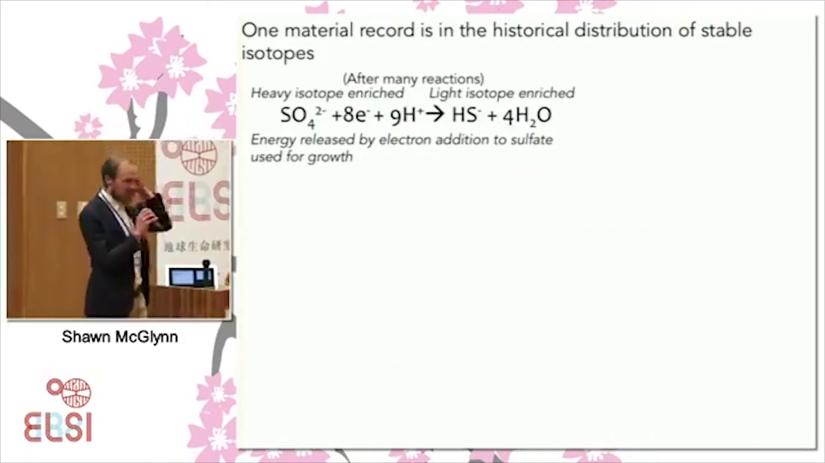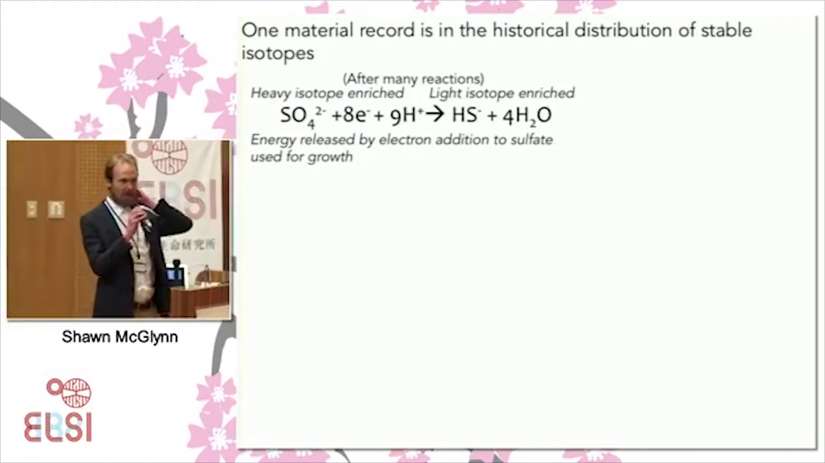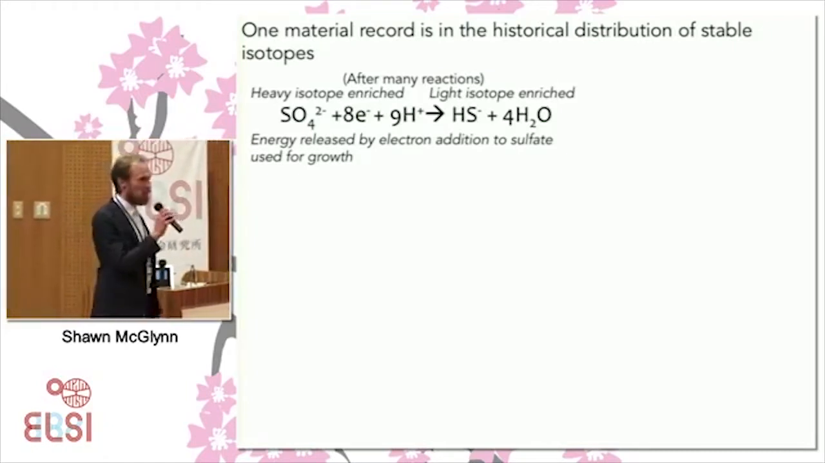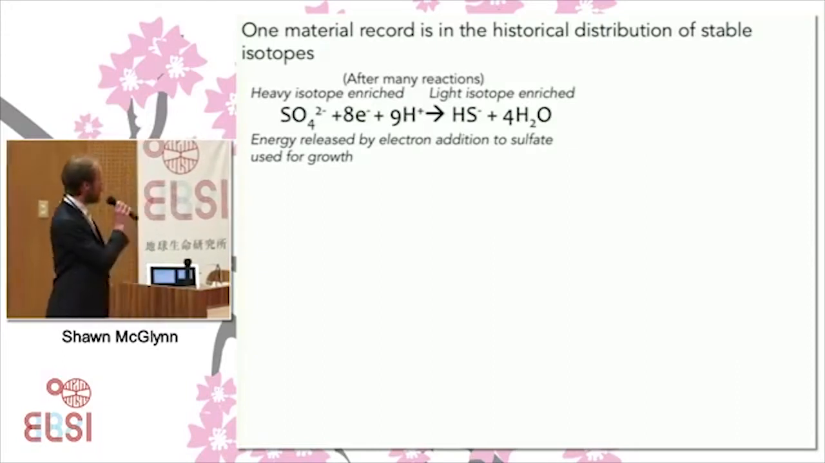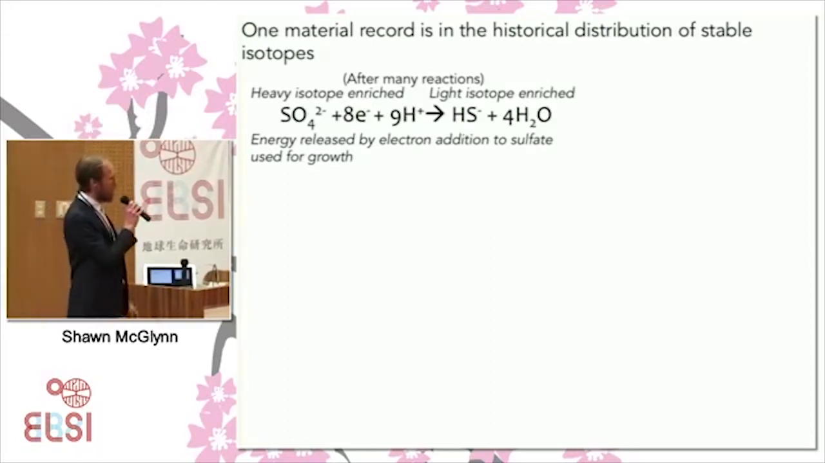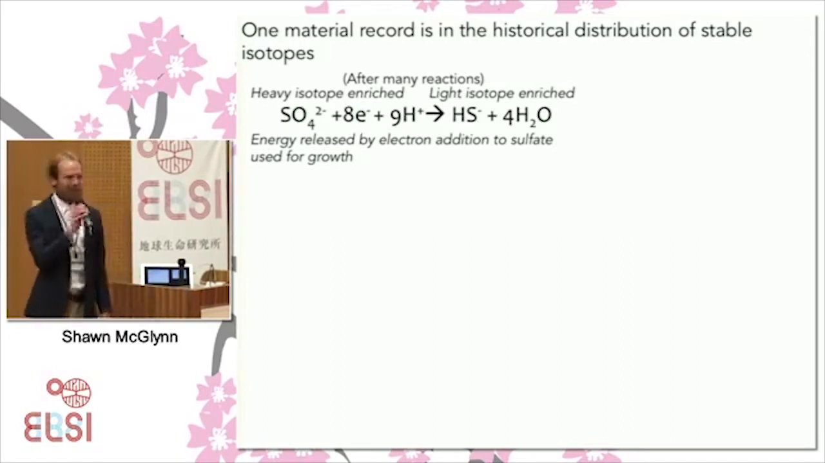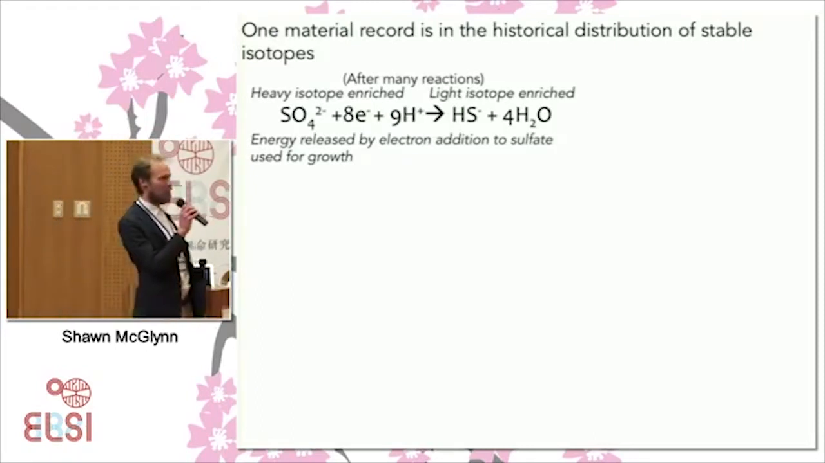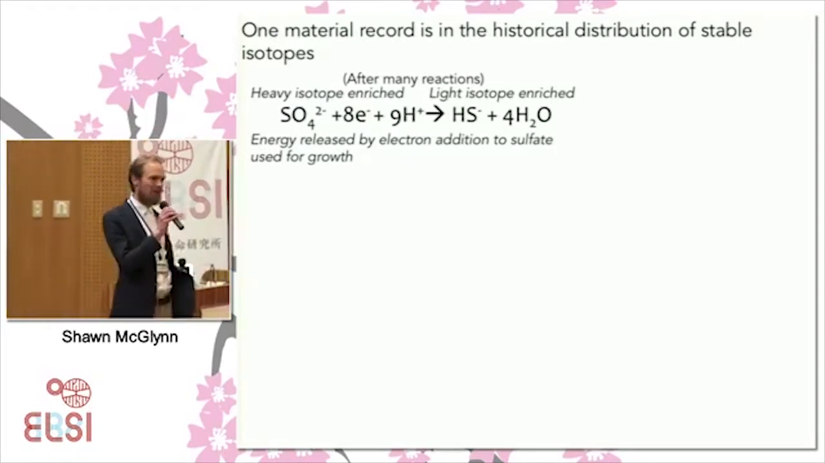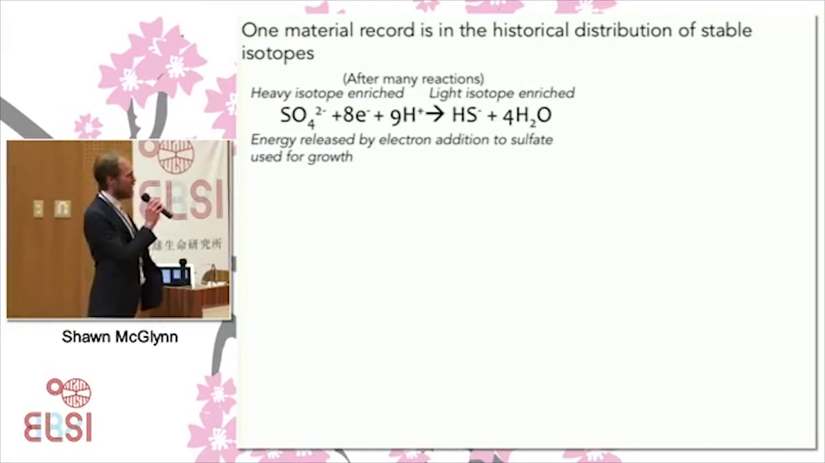So the model system that I'm going to discuss today is microbial sulfate reduction. This way of thinking about things is not limited at all to microbial sulfate reduction. But it is a convenient starter system for this way of thinking, because there is a long history of measuring stable sulfur isotopes and their patterns of fractionation throughout geological history.